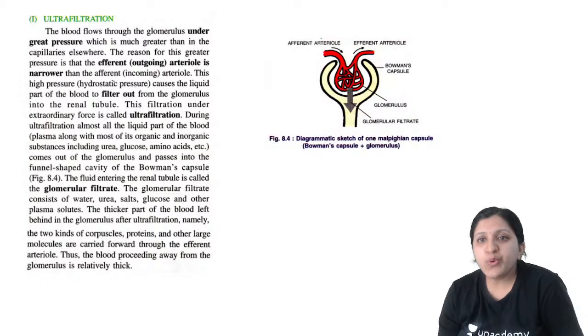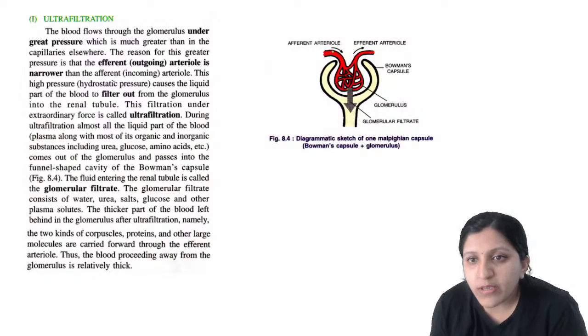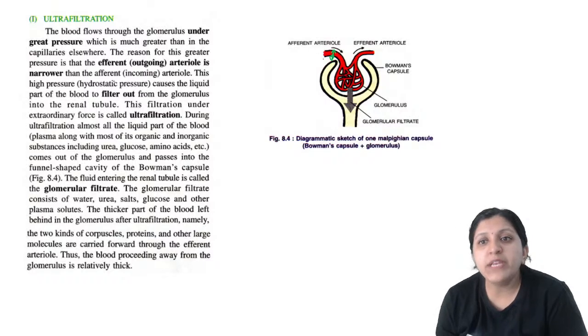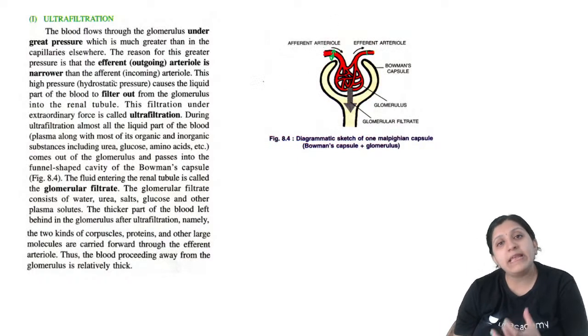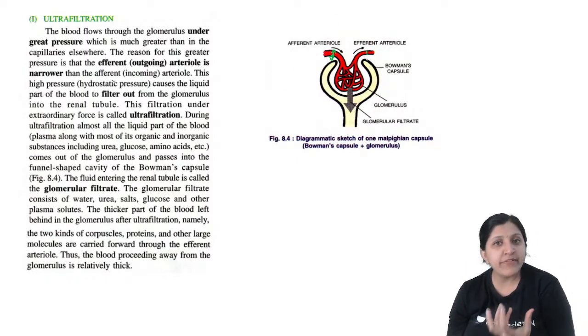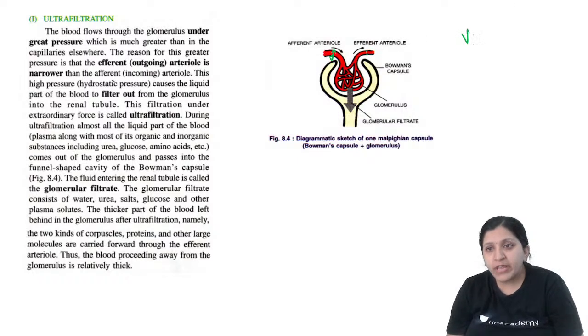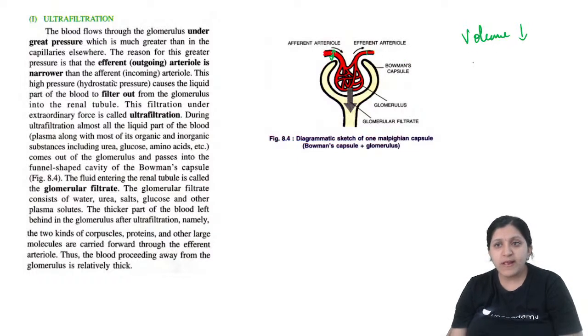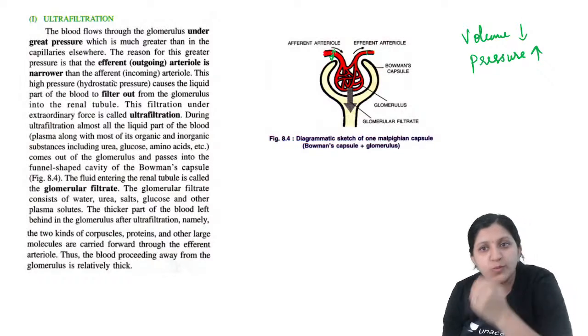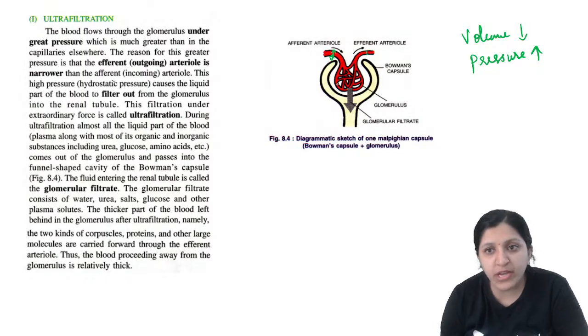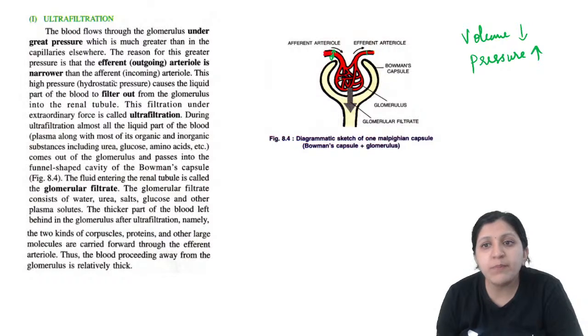Now as you can see in this diagram, you need to make a note here. The diameter here is wider, and the diameter of this arteriole is narrow. As the area available for blood flow decreases, the pressure is going to increase. Blood is entering through this afferent arteriole, and here the pressure is built.